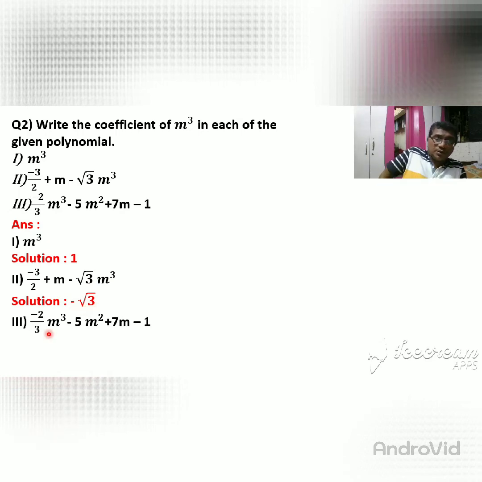Then problem number 3 is given here. Same, the m cube coefficient. See, this is m cube. What is the coefficient? Minus 2 upon 3. If some don't understand, I will explain again. This is the m cube. What is the coefficient? 1, not given, so 1. Here is minus 3 upon 2 plus m divided by root 3 m cube. What is the coefficient? Root 3. Here this m cube, what is the coefficient? Minus 2 upon 3. Any doubts?